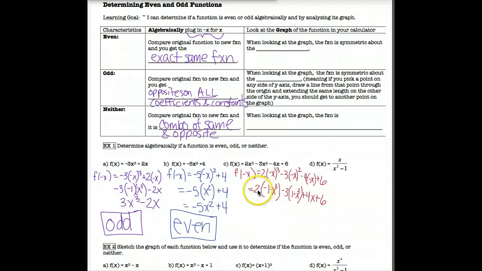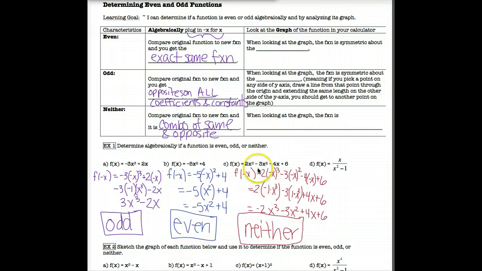So now simplifying in here, 2 times negative 1 times x cubed, that's negative 2x cubed. This is going to give me minus 3x squared. And then I've got plus 4x plus 6. So when I start comparing, my first terms are opposite of each other. My second terms are the same. So I don't even need to look further. These are opposites, these are the same. So I've got half of them that are opposites and half of them that are the same, which means that this function is neither even nor odd.